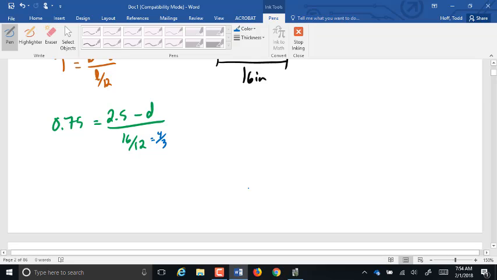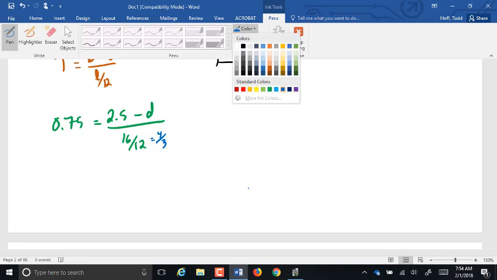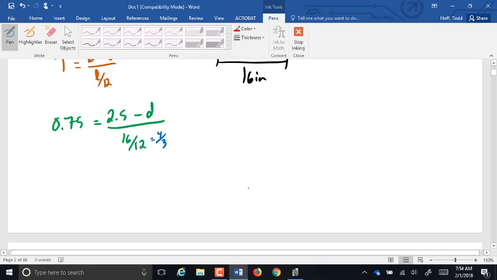So now solving for little d, I am going to multiply by this denominator to get rid of it, which is the 4/3. So times 4/3 cancels that out. What is 0.75 times 4/3? It is 1. So all that's left over here, this denominator canceled out, I have 2.5 minus little d.